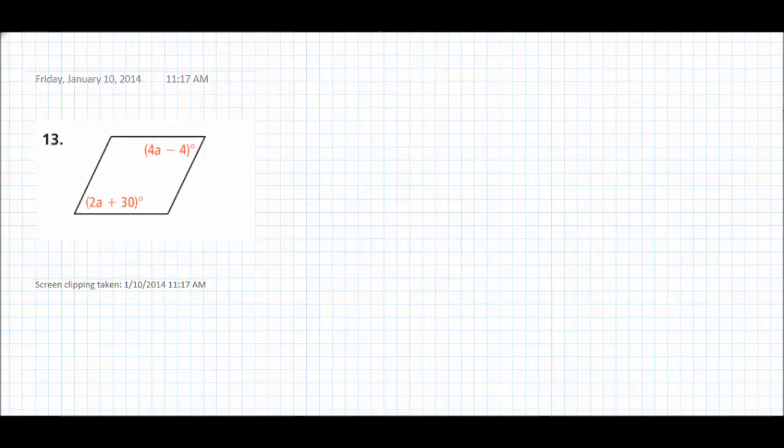Number 13. Again, opposite angles of a parallelogram are congruent.